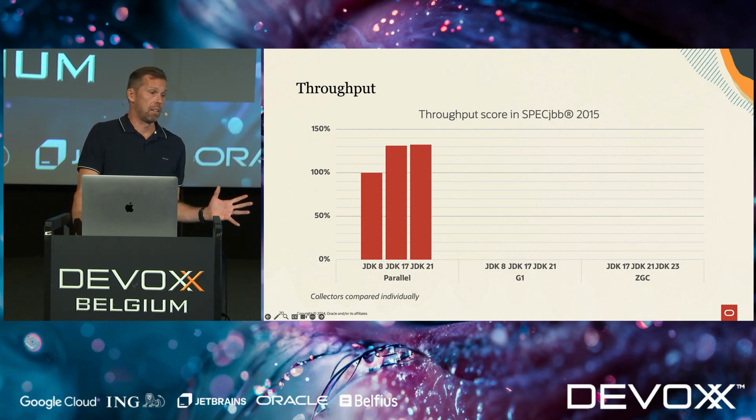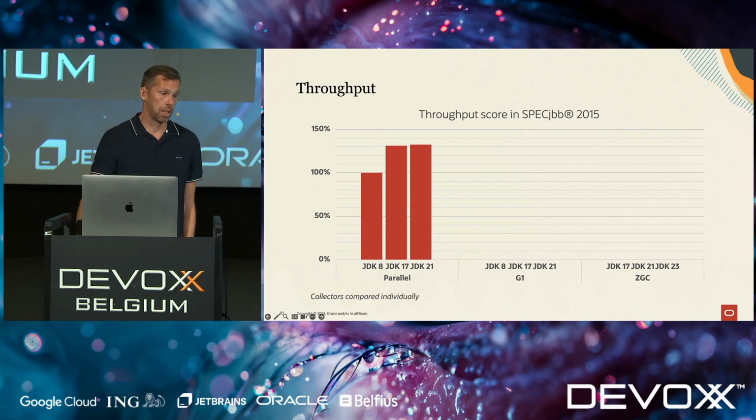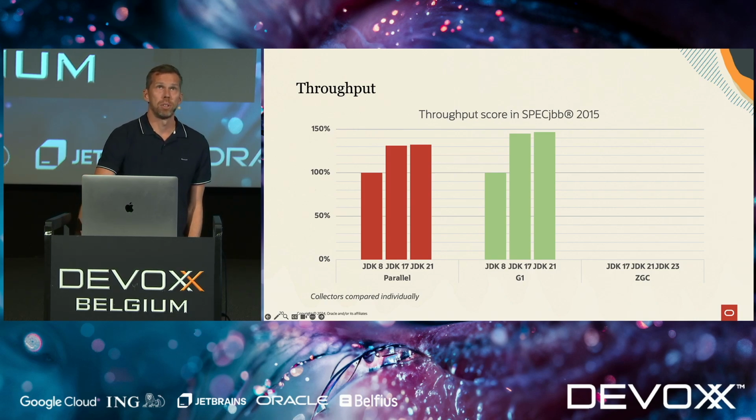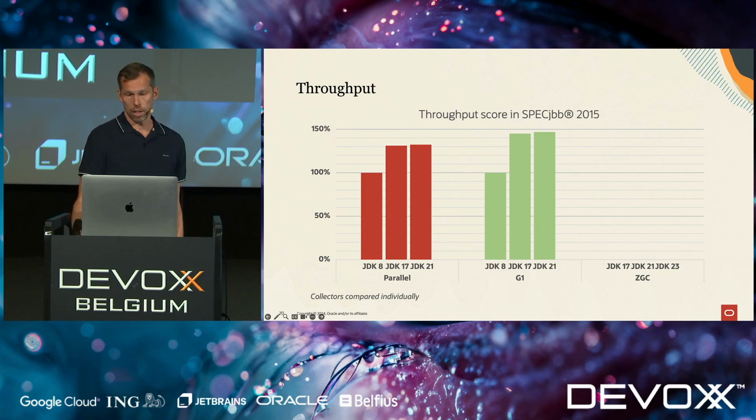We should keep in mind here that between JDK 8 and JDK 17, it's something like 7 years of development going in, while between 17 and 21, it's only 2 years. So more time to do improvements between 8 and 17. If we look at G1, the improvements are even bigger, more than 40% improvement in throughput, which is great. One reason for this is that G1 was a bit worse in JDK 8, so there was more room for improvement, but also that we spent more resources on G1 since JDK 8 compared to parallel.